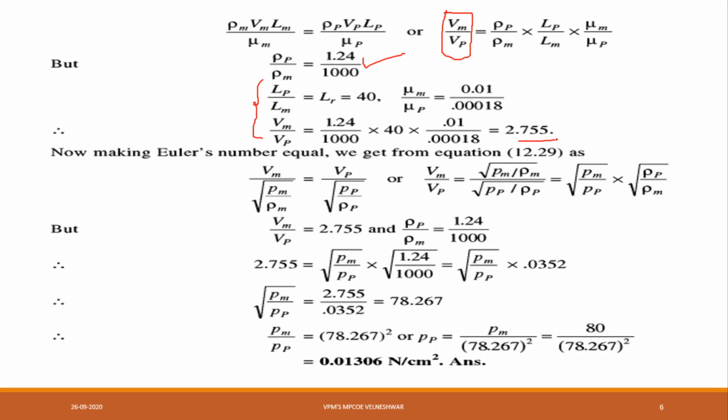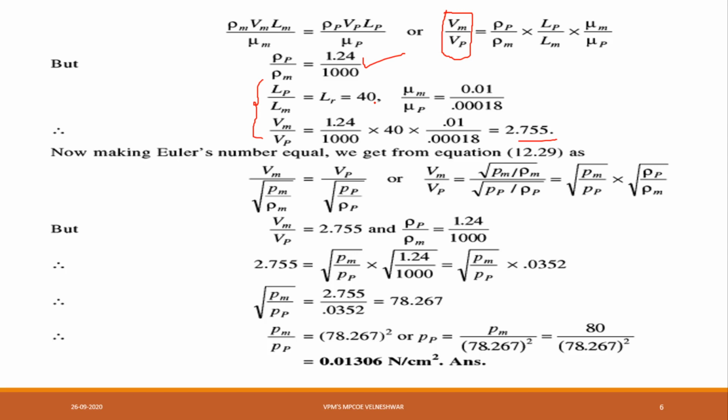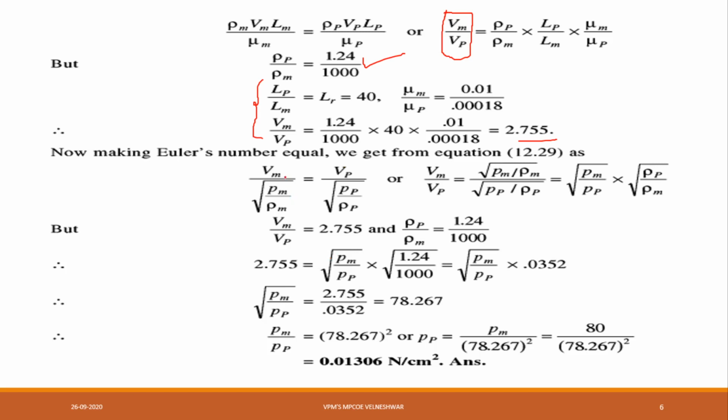Now equating Euler's number, we get the equation 12.29, that is Vm by square root of Pm by rho m is equal to Vp by square root of Pp by rho p. If I had cancelled rho m and rho p, that would be wrong, because in our numerical the prototype is air and the model is water. So two different fluids are involved, and we have to consider this equation, because rho m and rho p are different.